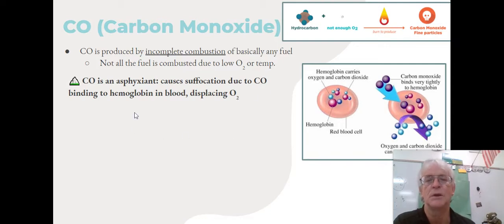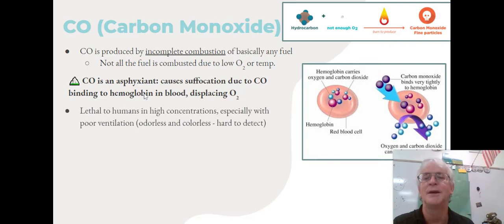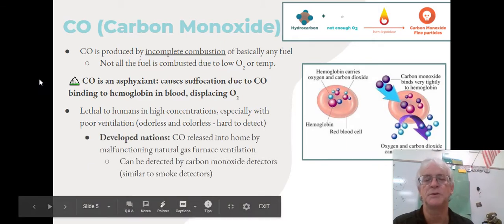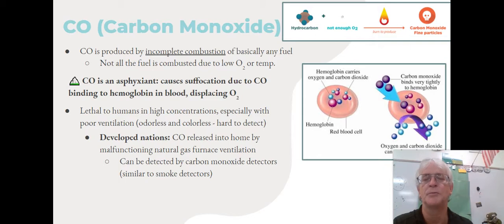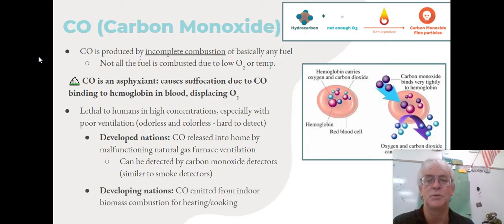And what's also scary is that it makes your blood actually redder. So if you're normally suffocating, your face turns blue or something like that, but here, you actually turn redder. It looks normal. It's lethal in high concentrations, especially where there's not enough ventilation. In developed countries, carbon monoxide is released into homes by improper gas furnace ventilation. It can be detected by carbon monoxide detectors similar to smoke detectors. Please get them, at least one per home.